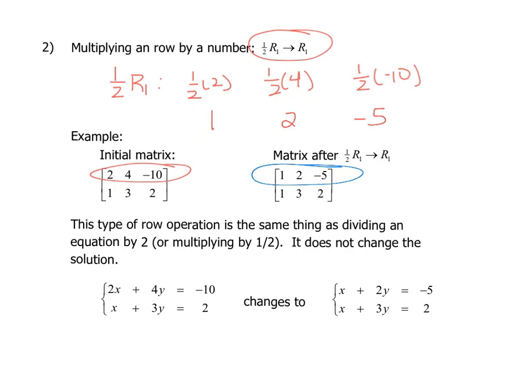Again, this is okay algebraically because this is equivalent to taking an equation like that and multiplying the equation by 1/2, or dividing all the terms by 2, and getting this new equation. Multiplying a number across both sides of an equation is perfectly legal.